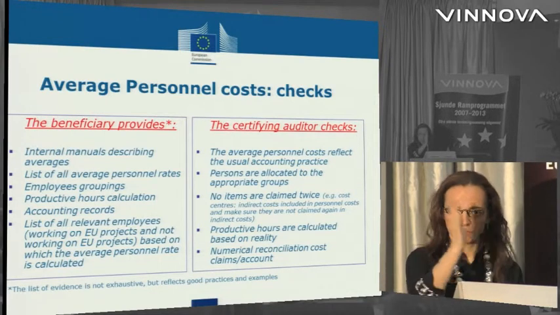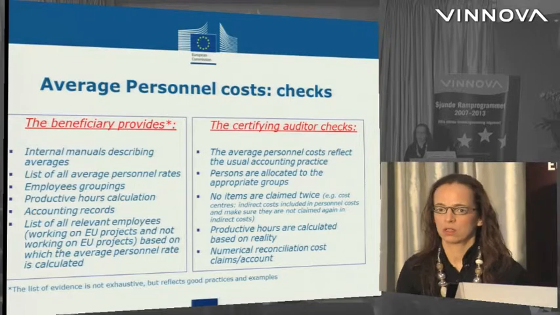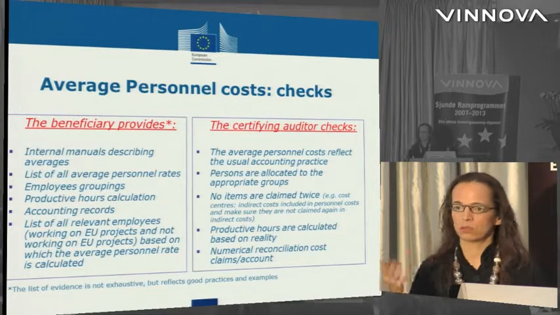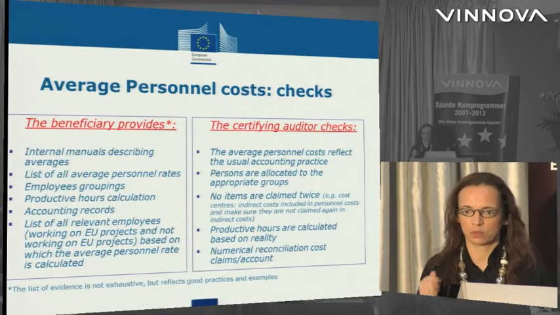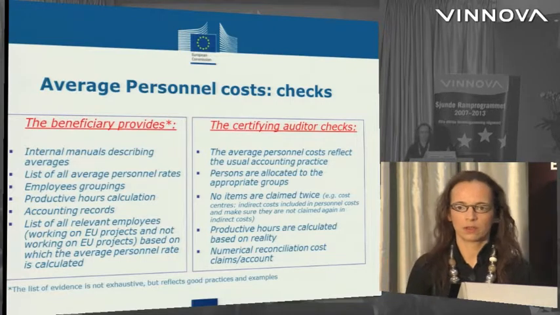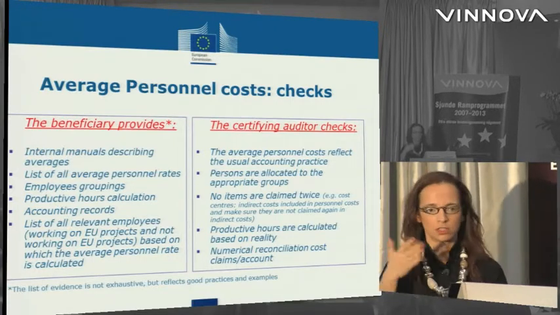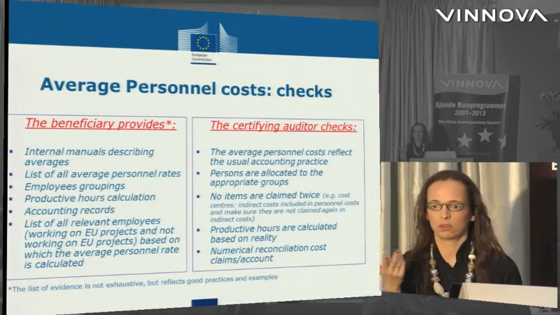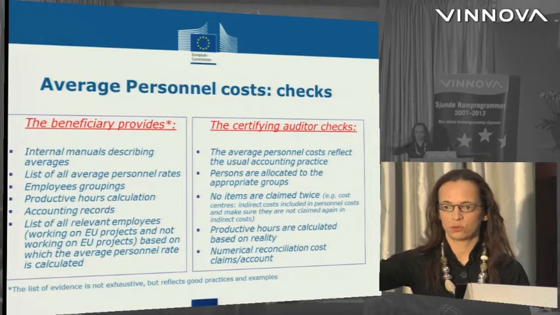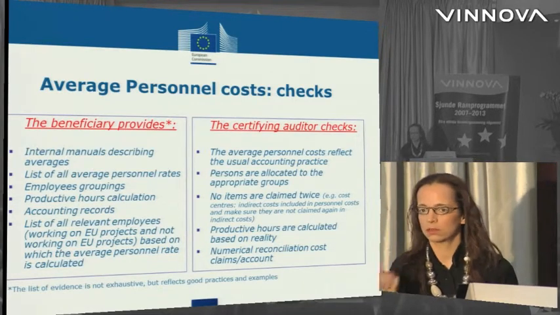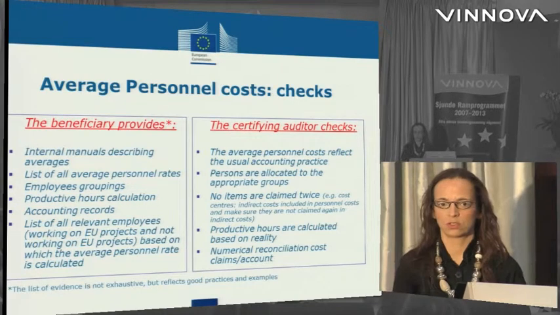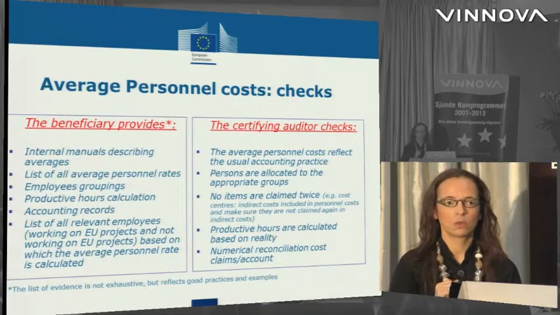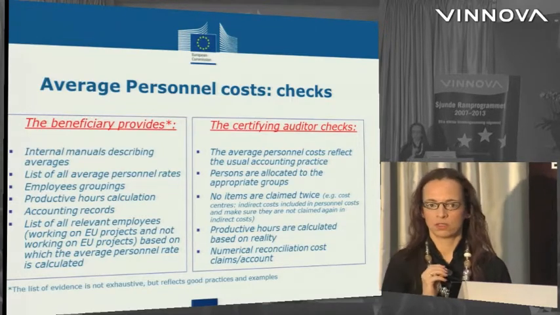So from the side of the beneficiary, you're using an average personnel cost. What we expect from you is, well, beneficiary, can you please show me what is your general system of calculating average personnel costs? For example, you may have in your research institute 3 categories of staff: senior researchers, researchers, and technicians. And you have 3 average personnel cost rates, 1 for your senior researchers, 1 for your general researchers, and 1 for your technicians. We want to see, first of all, the list of all the average personnel costs that you are using. We want to see what has gone into the calculation of this average personnel cost.